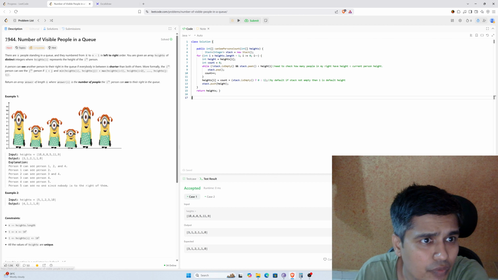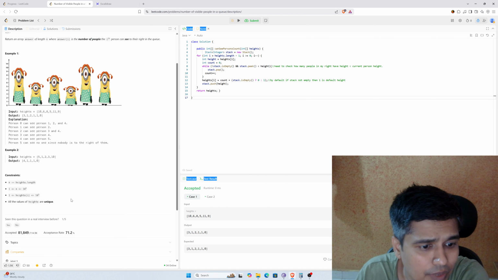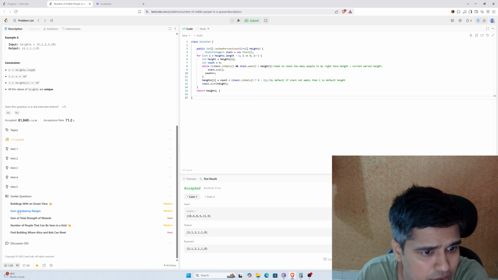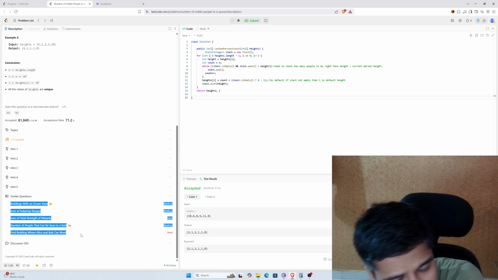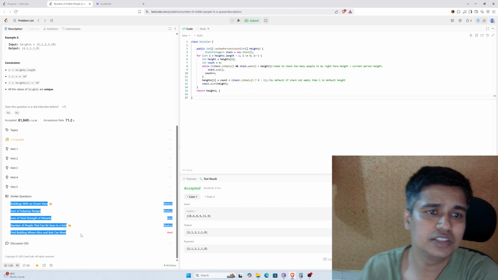So this is problem 1944. This is a very good problem, and there are other similar questions: Buildings With an Ocean View, Sum of Subarray Ranges. You should give it a try. It's a monotonic stack problem.